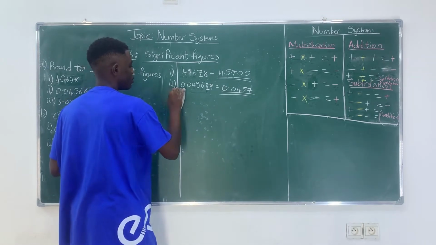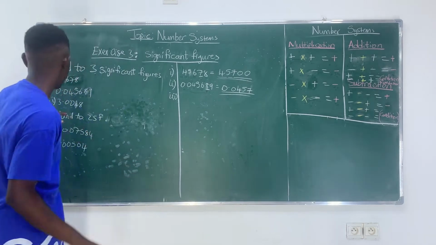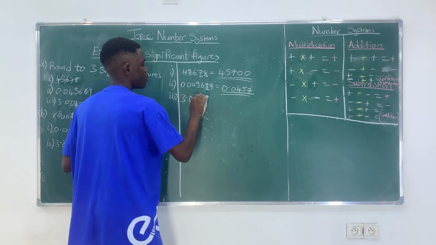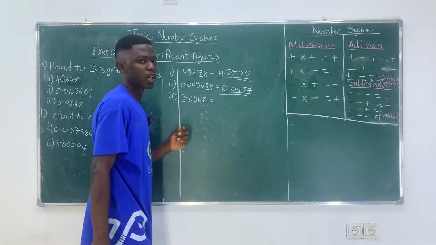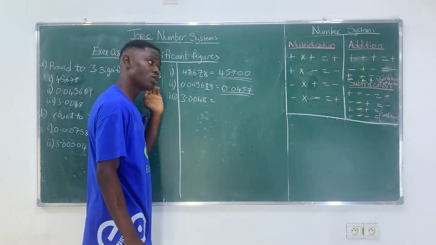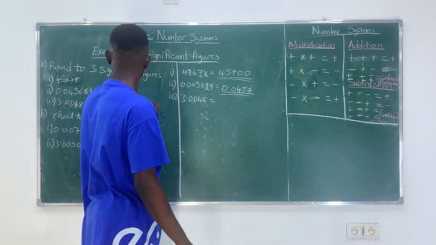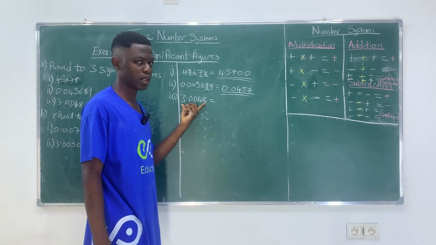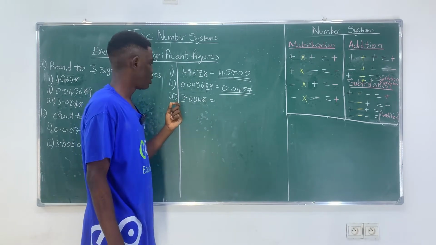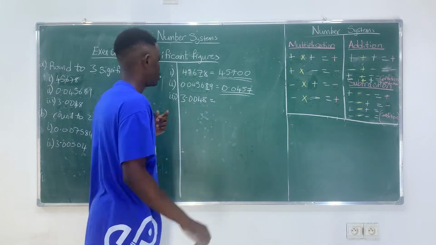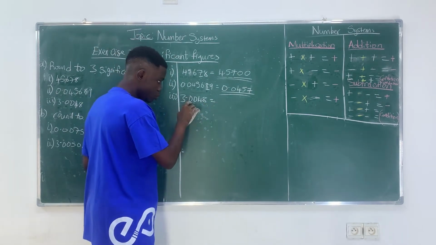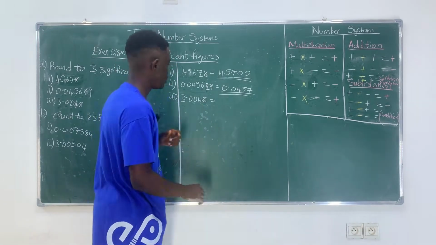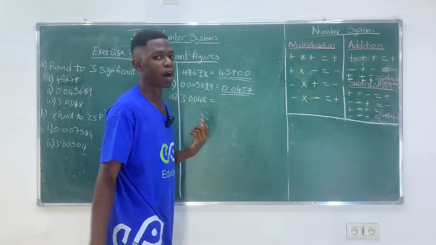Is there Roman 3? Yes, there is a Roman 3. The Roman 3 says 3.0048. You have to round it to 3 significant figures. So how many significant figures are here? Actually, there are 1, 2, 3, 4, 5. There are 5 significant figures here. These zeros here are significant figures.